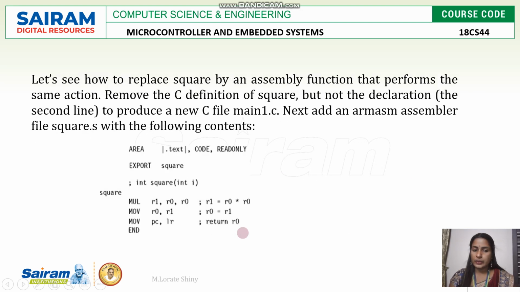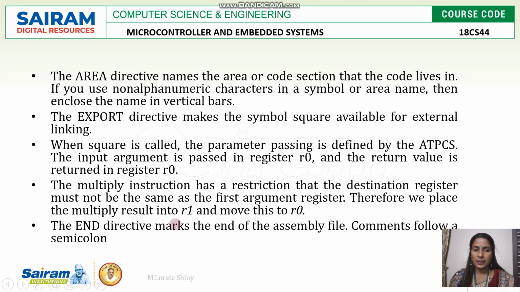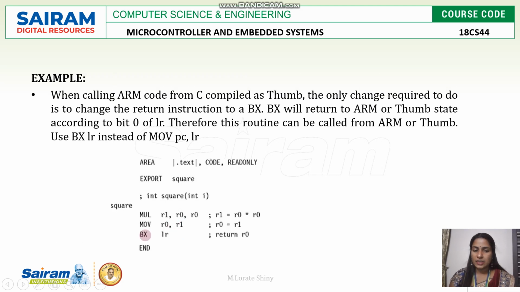This is the only difference here. In the previous program we used MOV PC, LR, but here instead of that, for returning we are using branch exchange with LR. So this is nothing but moving the LR value to the PC, the program counter.